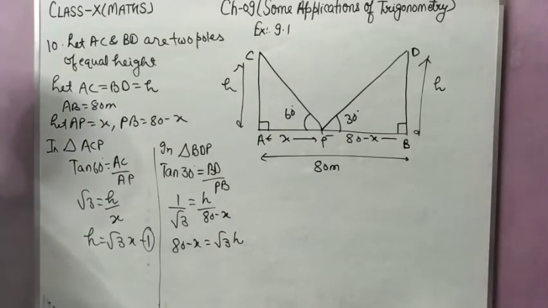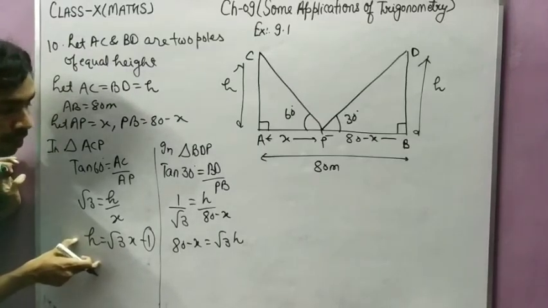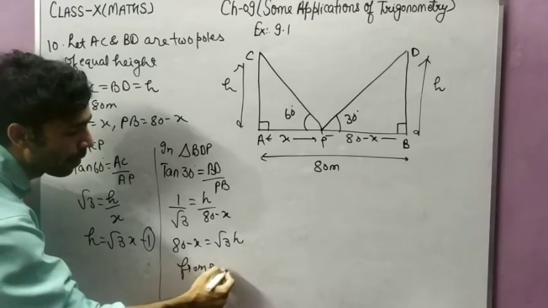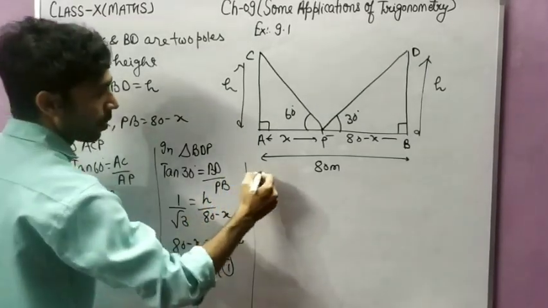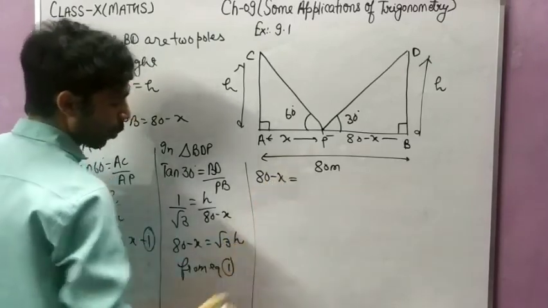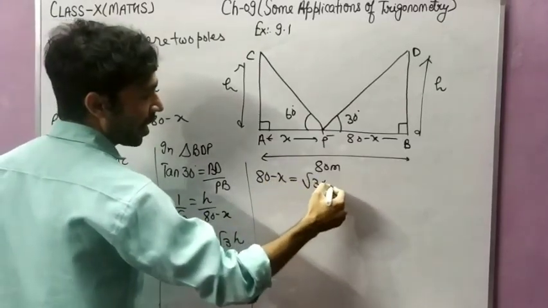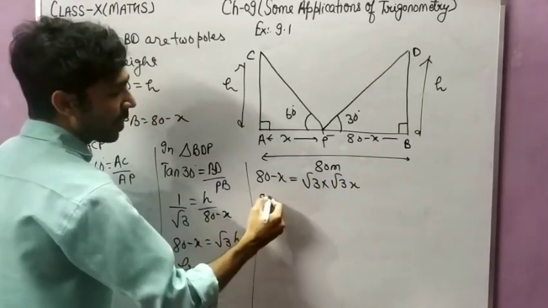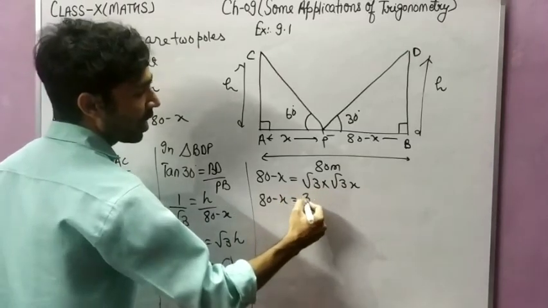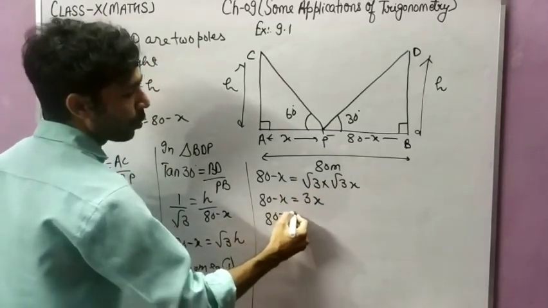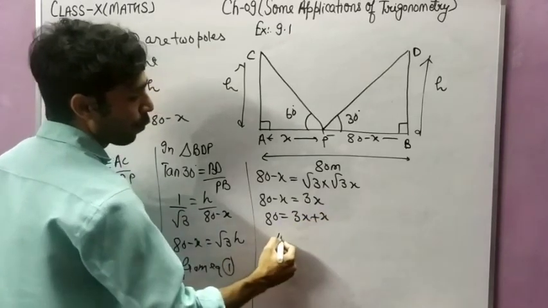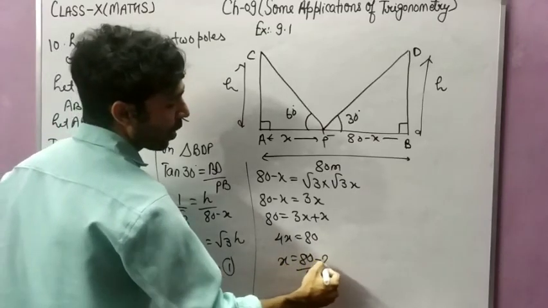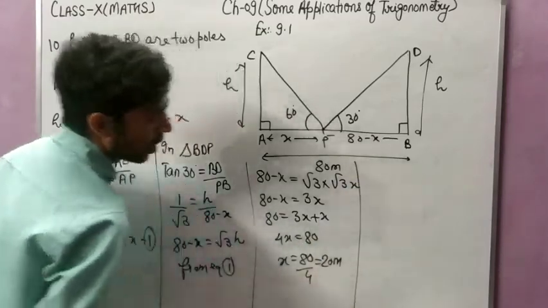Now student, the value of h we know, that is √3x. So from equation number 1 we can write 80 minus x equal to √3, and the value of h is √3 into x. So 80 minus x is equal to √3 into √3x, that is 3x, so 80 will be equal to 3x plus x, so 4x equal to 80, so x will be equal to 80 by 4, that is 20 meter.